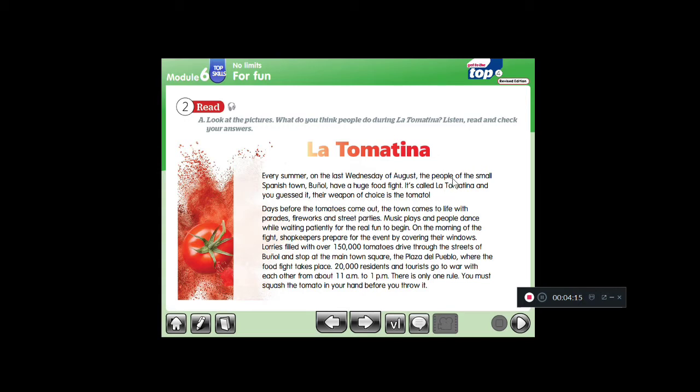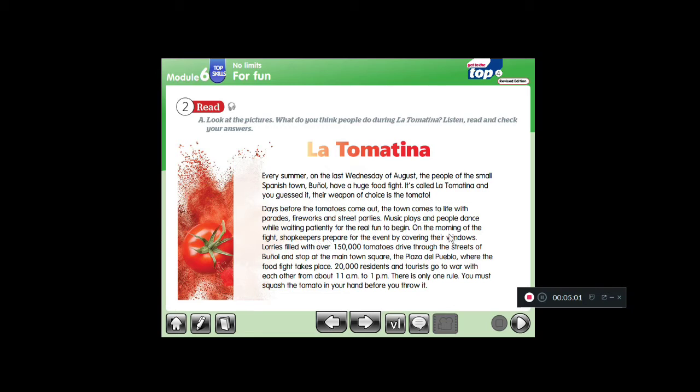Tenemos en esta ocasión the people of the small Spanish town Buñol. Muy bien, solo este pequeño pueblo, este pequeño lugar realiza este evento en Buñol. They have a huge food fight. What else? Muy bien, entonces aquí también tenemos algunos datos sobre la preparación. ¿Qué se hace días antes? Days before, the tomatoes come out. Llegan los tomates. The town comes to life with parades, fireworks, and street parties. Muy bien, básicamente la calle se llena de vida con pasacalles, juegos artificiales y fiestas en medio de la calle. Music plays and people dance while waiting patiently for the real fun to begin.